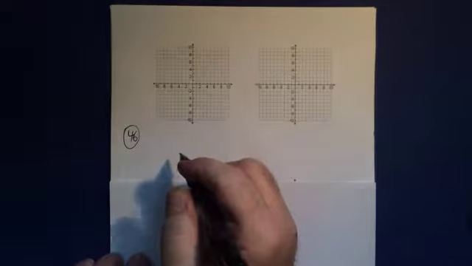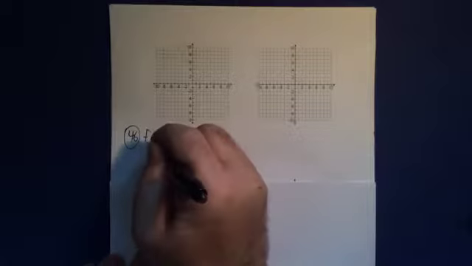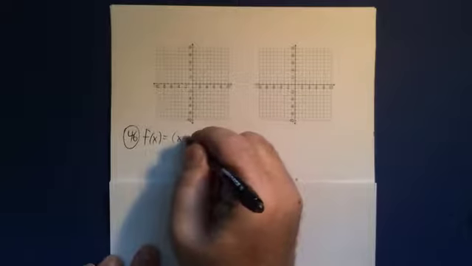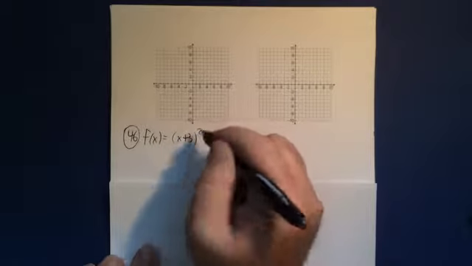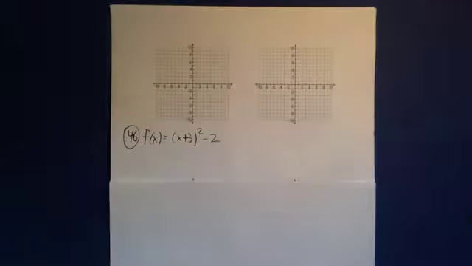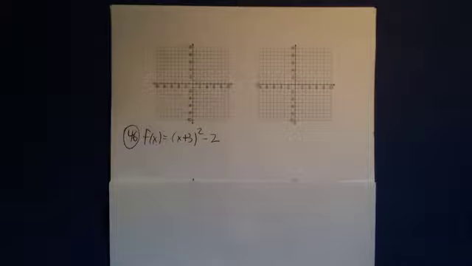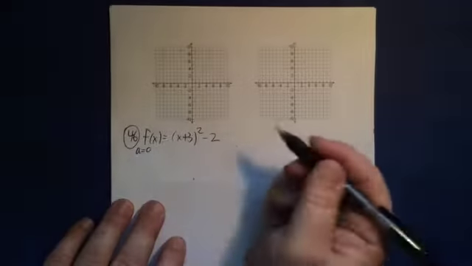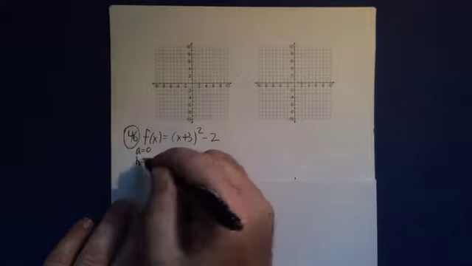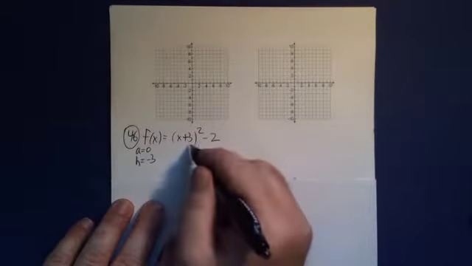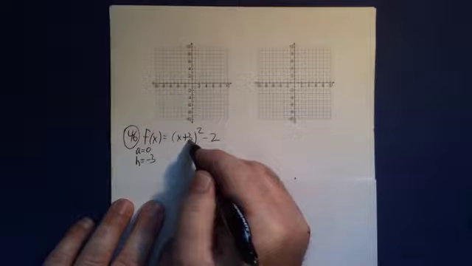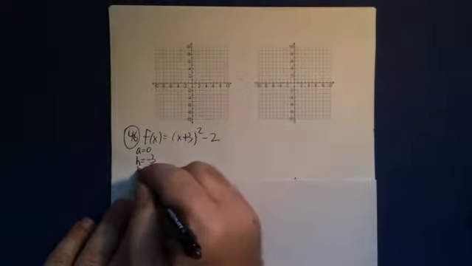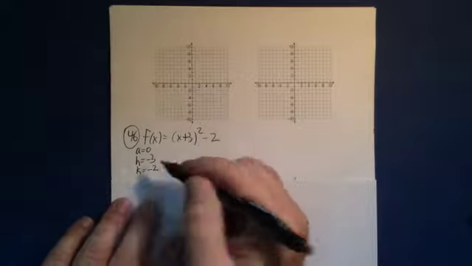The function in question 46 is f of x equals x plus 3 squared minus 2. So finally we have a value of k in this one. No value of a, but we have a value of k. A is going to be 0. H is going to be, careful, negative 3. This is supposed to be a negative here, which means that this 3 came in as a negative. K is going to equal negative 2.